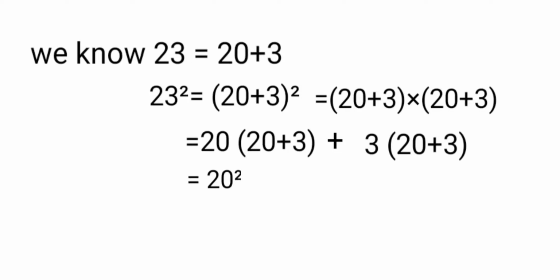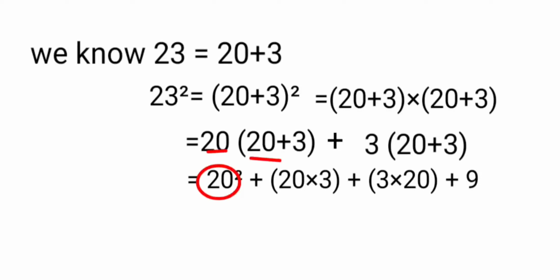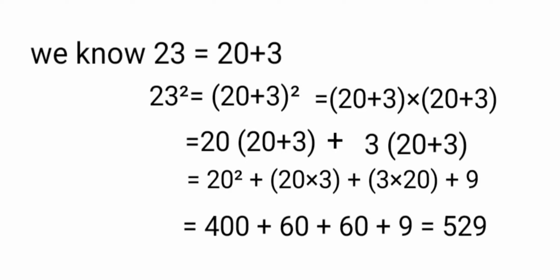Okay. Then 20 into 20, that is 20 square, 20 into 3, plus 3 into 20, plus 3 into 3. So 20 square, plus 20 into 3, plus 3 into 20, and 3 into 3 is 9. Then solve it. 20 square is 400, 20 into 3 is 60, 3 into 20 is 60, and 9.